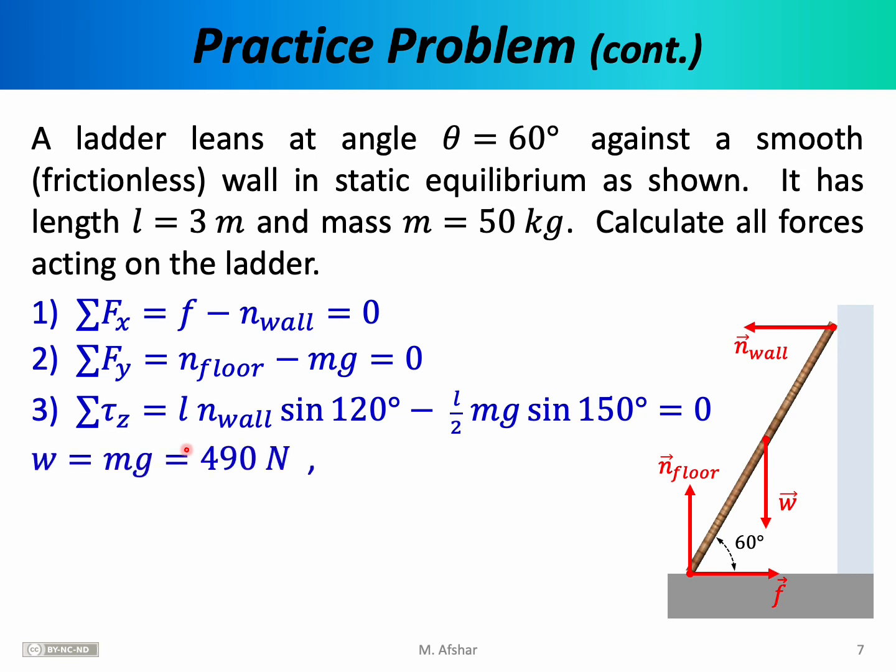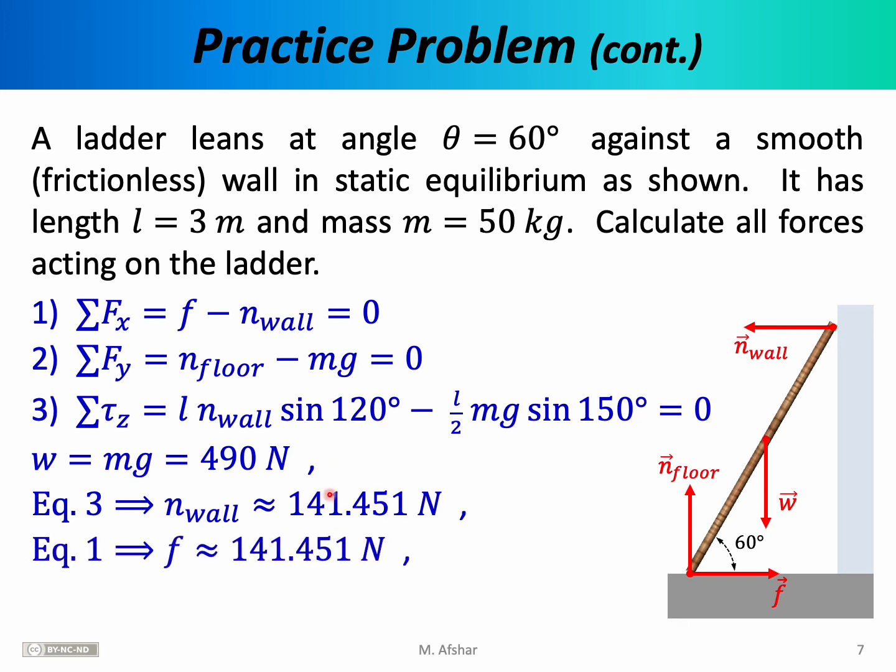We will start with weight. That's usually the easiest one. As it turns out, we don't really need any of these 3 equations to figure out weight. Weight is simply mg. That's an easy one. Next, we'll turn to equation 3. Notice that everything in equation 3 is known. The length of the ladder is actually unnecessary. You can cancel it out from both sides of the equation and immediately solve for n wall, and you'll find that the normal of the wall must be approximately 141 newtons.